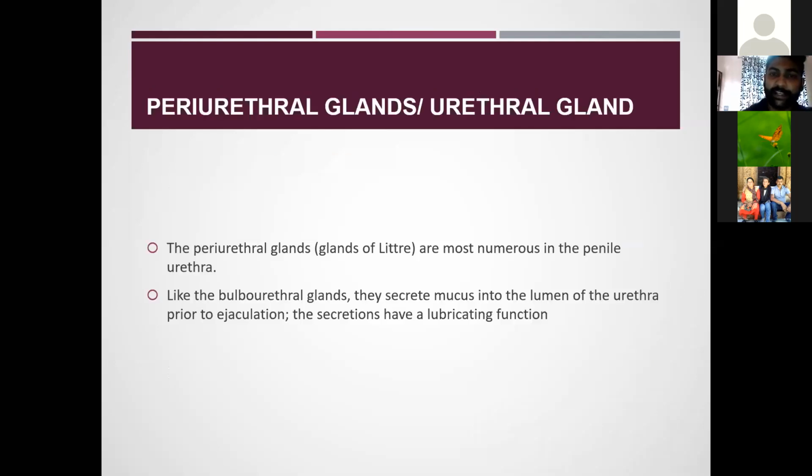Then the last one is the periurethral gland, also called the urethral gland. The periurethral glands are most numerous in the penile urethra. Like the bulbourethral gland, they secrete mucus into the lumen of the urethra prior to ejaculation. Its function is to lubricate the urethra.